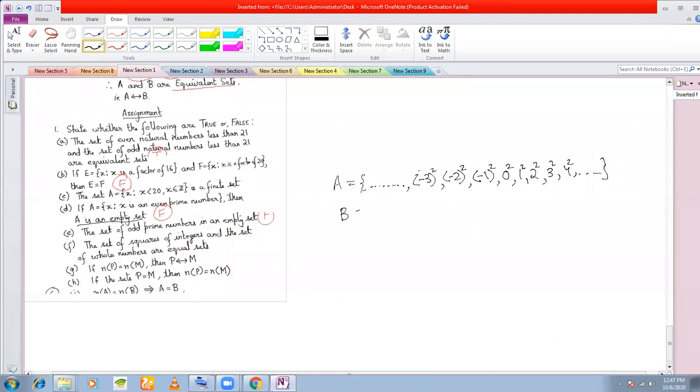Set B, the set of whole numbers. What are whole numbers? Whole numbers are your 0, 1, 2, 3, 4, and so on. Okay. The set of whole numbers is also represented by W, right?